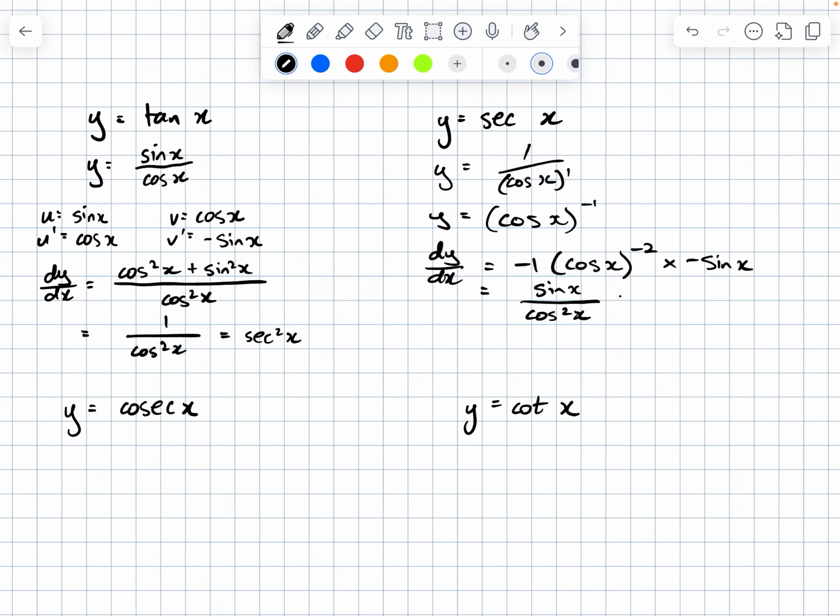This could be written as sin x over cos x times 1 over cos x, because that would give sin x over cos squared x. Sin x over cos x is tan x, and 1 over cos x is sec x, which, to get the rule that we learnt, we can just change the order of that. We get sec x times tan x.